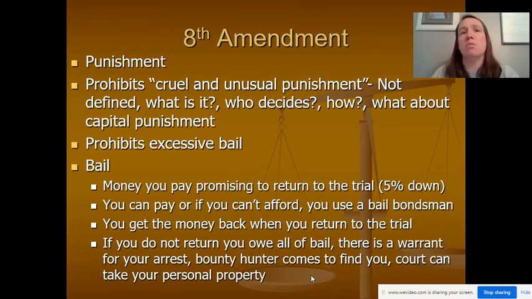Now, if you did something really, really bad, they might not give you bail. People accused of murder, they might not give them bail because they don't want them to get out of jail and go murder all these people until their trial. You know what I'm saying? They want to keep society safe. So they don't always give bails and stuff like that.